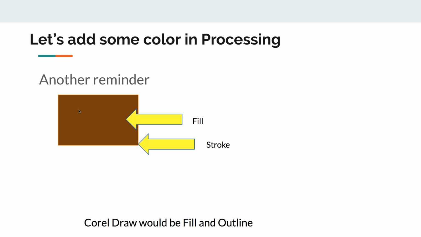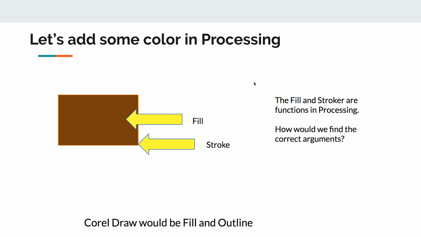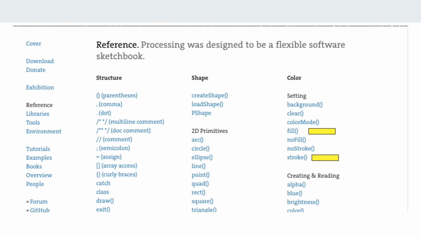Another reminder, let's talk about fill and stroke. We used this with Inkscape. Stroke is the outside edge. Fill is the inside of that. CorelDRAW, when we did that, was fill and outline, but the same idea. Again, fill and stroke are functions in Processing. How would you find out about them? How would you know what the values are? Well, we use our friend Mr. Reference. There's fill and there's stroke, and you look at it. Some of these you can kind of guess. Some you can look up and get examples.